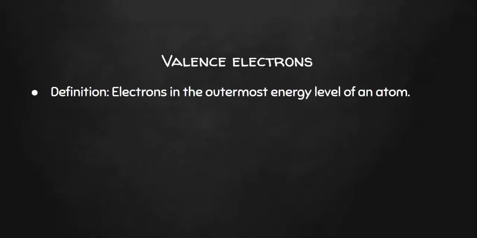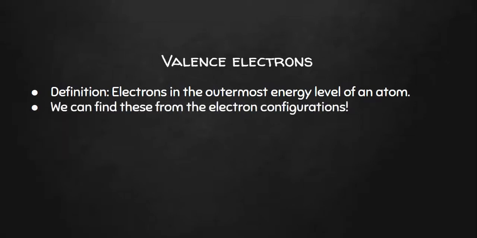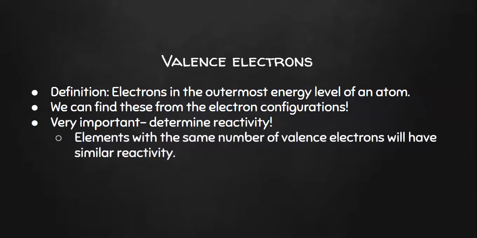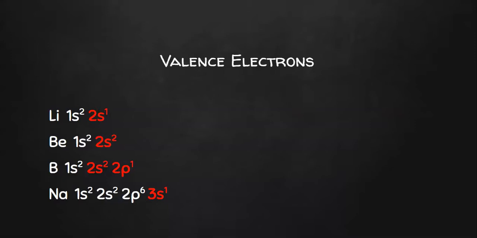Now, valence electrons are really important because they're electrons in the outermost energy level of an atom. And they determine all of the properties of an element. They determine its reactivity. So we can find these from electron configurations. And elements with the same number of valence electrons will have similar reactivity. So in red is the outer energy level. The outer energy level for lithium is 2. And in the second energy level, s orbital, it has 1 valence electron.